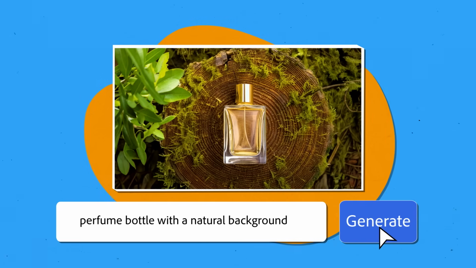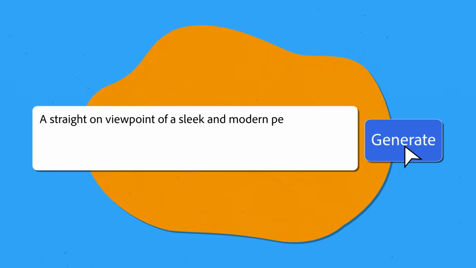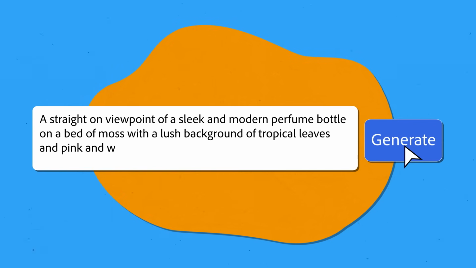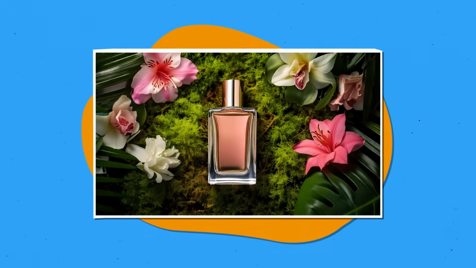But if you were to take this a few steps further and provide some context and additional details, like a straight-on viewpoint of a sleek and modern perfume bottle on a bed of moss with a lush background of tropical leaves and pink and white flowers, tone is feminine and sophisticated. Chances are you're going to receive a generated image that's even more closely aligned with your original design brief and what you had creatively envisioned. This illustrates the importance of good prompt design. Thoughtful, well-crafted text prompts are more likely to help you use generative AI effectively and efficiently in your project workflows.